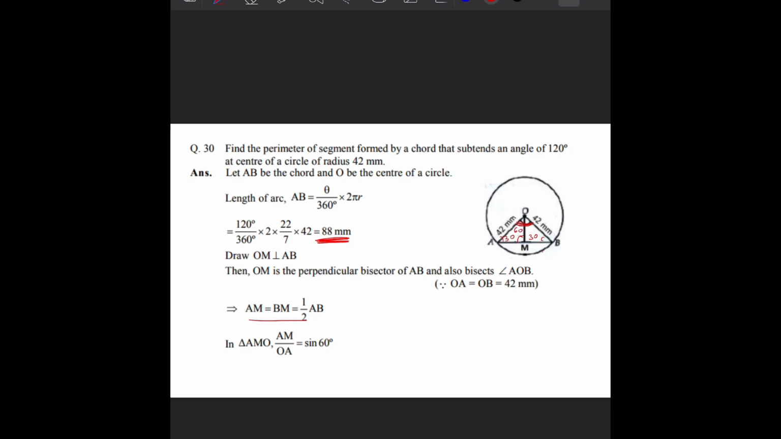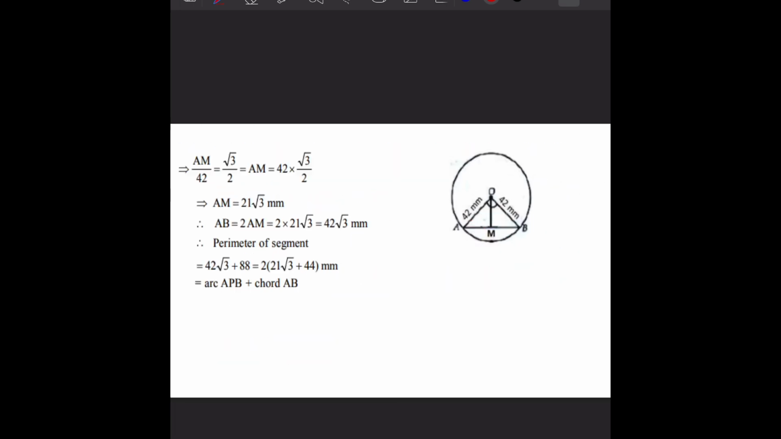Sin 60, अगर sin 60 निकालूंगा तो opposite upon hypotenuse. Do we know AM का value? No. Do I know OA? Yes, that is 42. And what is sin 60? Root 3 by 2. By cross multiplying, we got AM as 21 root 3 mm. और AM का आप और हम जब डबल कर देंगे तो अपने को क्या मिल जाएगा? AB. AB is equal to twice of AM. 2 into 21 root 3, that will be 42 root 3 mm.